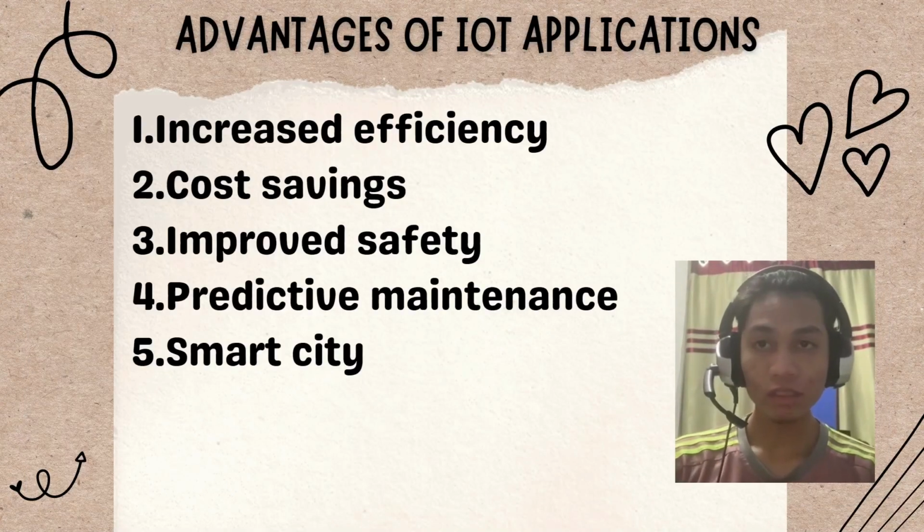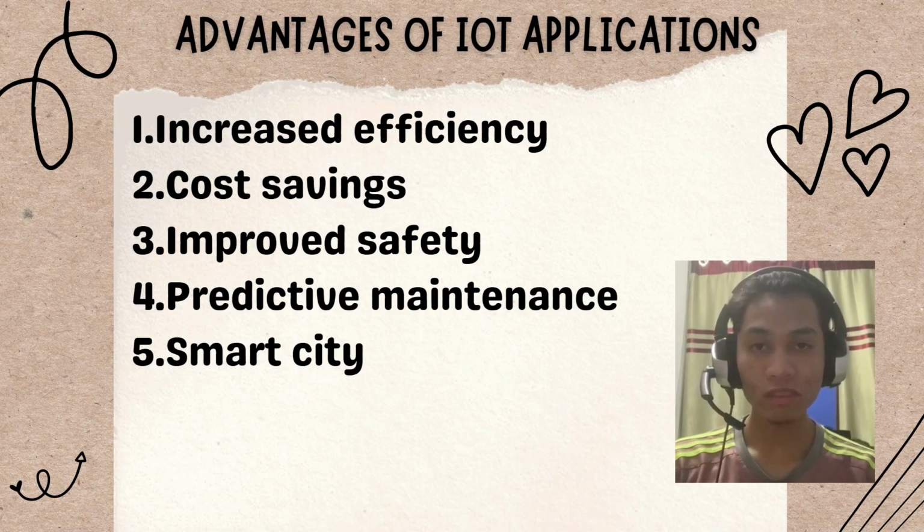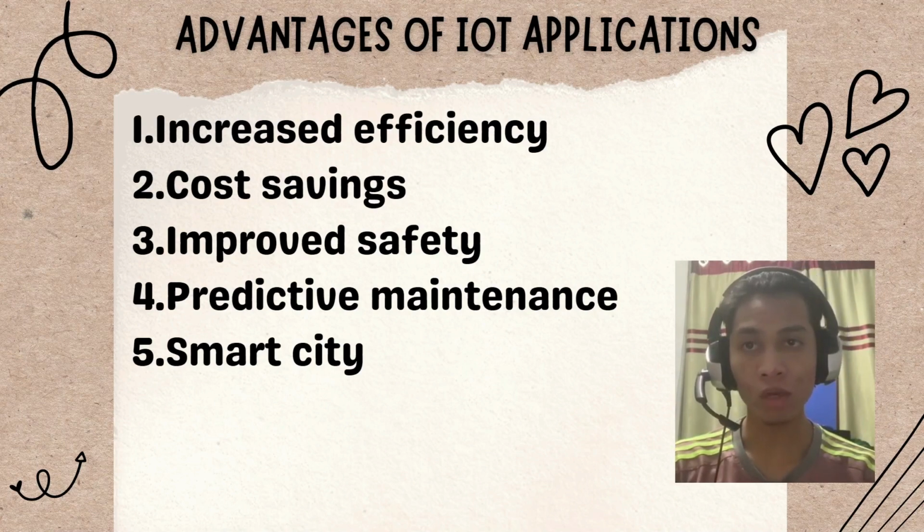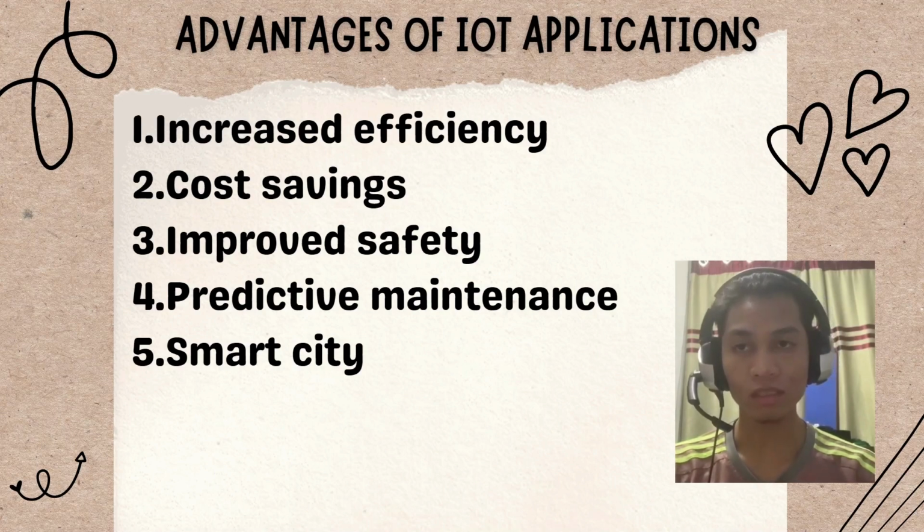And for the advantages of IoT applications, firstly, we can increase the efficiency in our circuit and in our system. For the cost savings, it's cheaper than doing the project without IoT applications. The third is improved safety. The fourth is predictive maintenance. And last but not least is smart city.